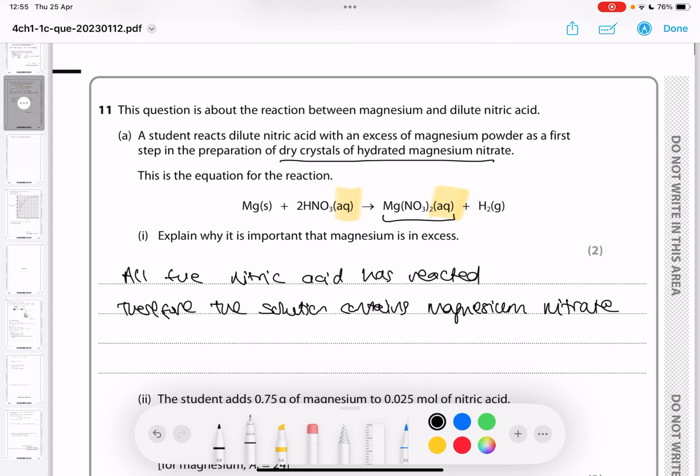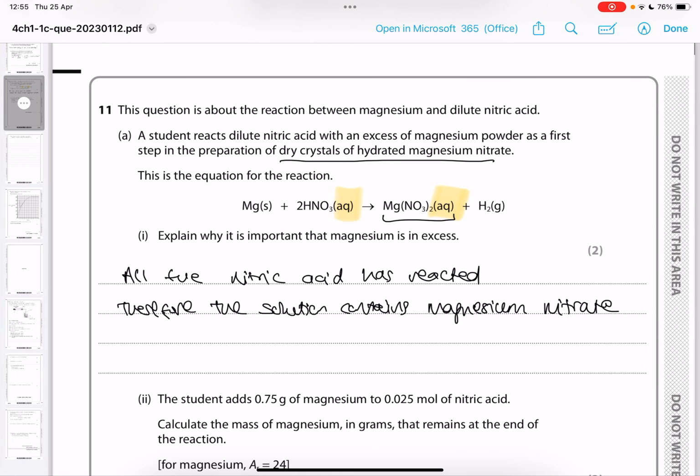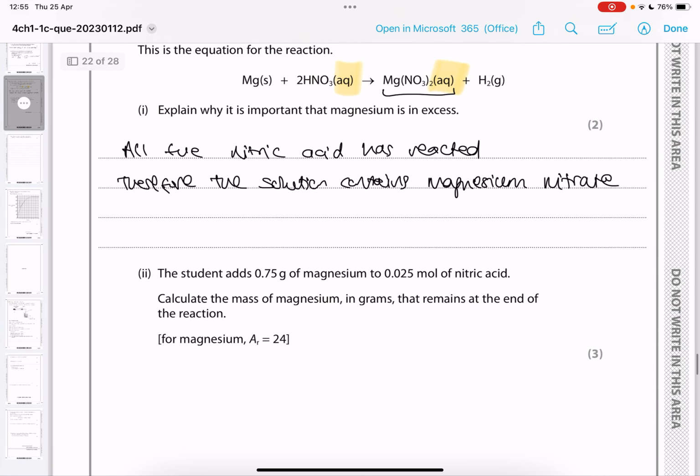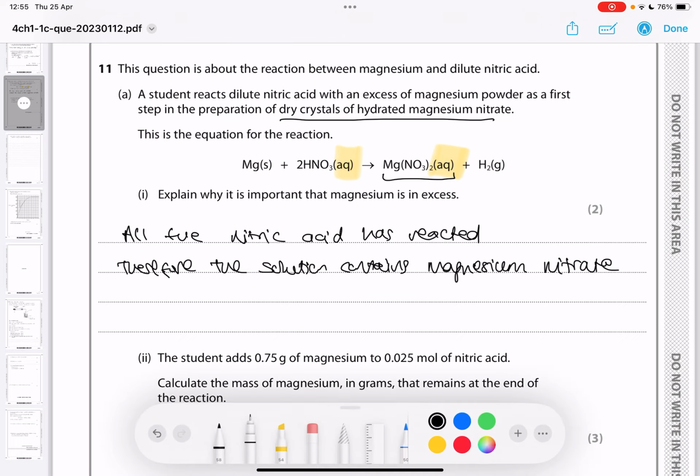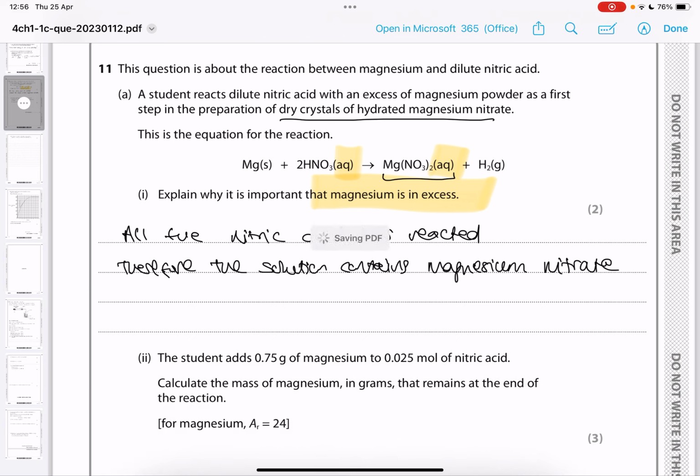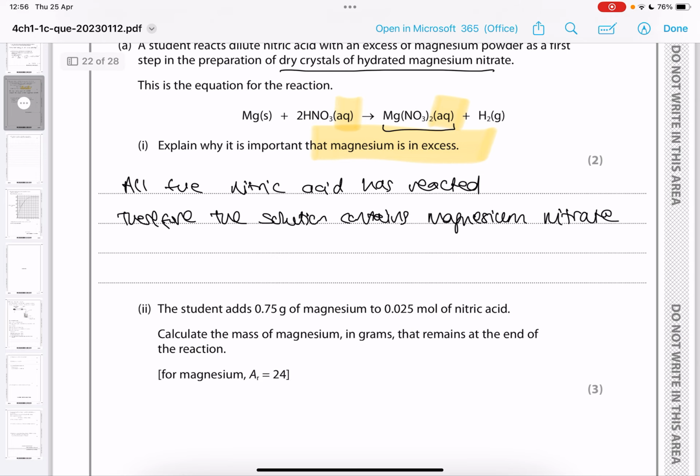Okay, next question. The student adds 0.75 grams of magnesium to 0.025 moles of nitric acid. Calculate the mass of magnesium in grams that remains at the end of the reaction. Okay, so remember at the beginning of the question, they told us that magnesium is in excess, okay? They've told us here magnesium is in excess. So whenever you do these types of questions where you're working out how much is left of a reactant, you have to make sure you use the limiting reactant because that is what's limiting the whole reaction.